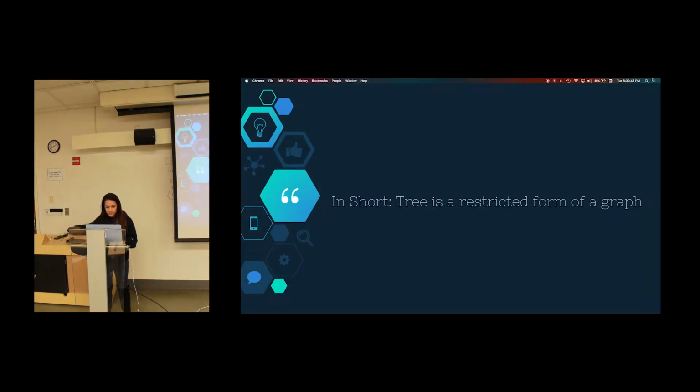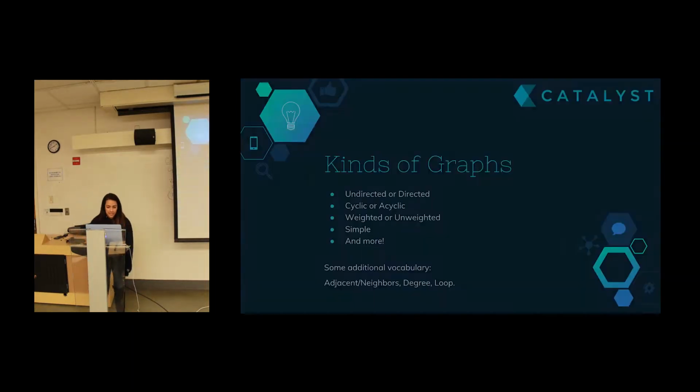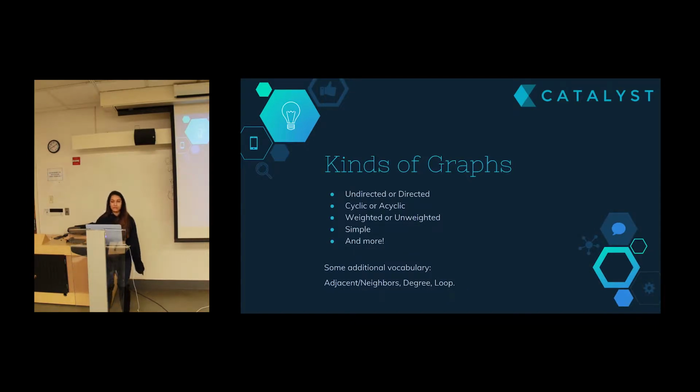Okay, so in short, a tree is a restricted form of a graph, and a graph has more complexities. There are a few different kinds of graphs. First is undirected versus directed. Can anyone give a guess as to what those two are, or what the distinction is?